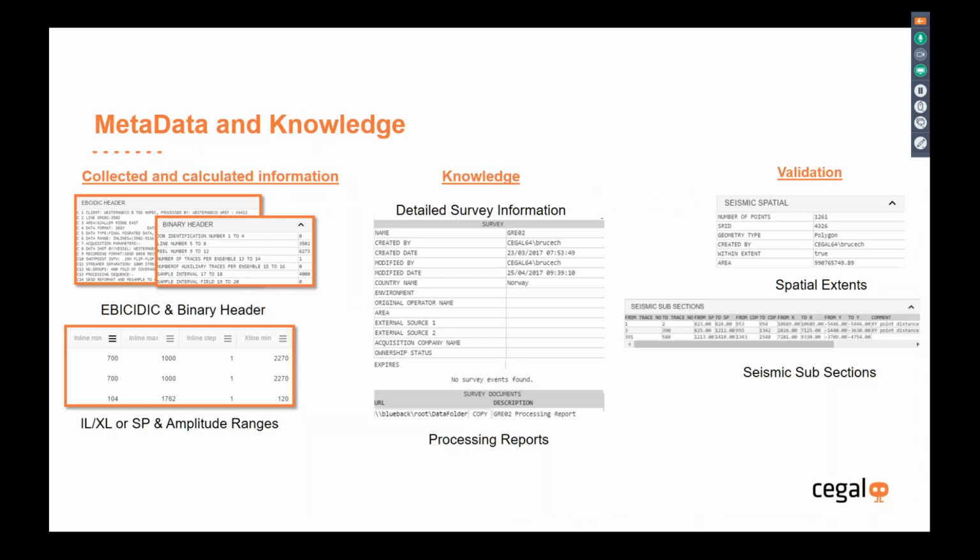As I mentioned, there's quite a lot of detail to what the SDM collects. So first of all, you get the basic metadata like the EBCDIC and binary header, but you also get more calculated values like the inline crossline ranges, shot point ranges, and amplitude ranges of the data, which help you with the quality control.